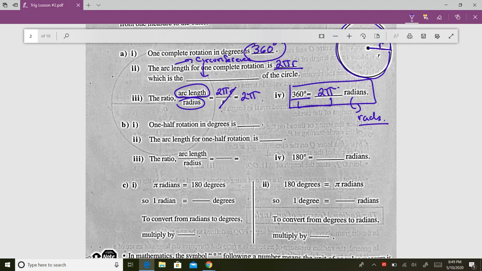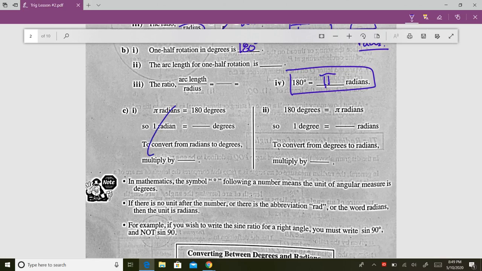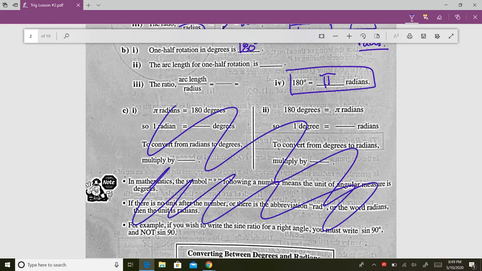Okay, so if it's 360 degrees, or 2 pi rads all the way around, half a rotation, half of this, in degrees is 180. That's half a circle. What is that in rads? That's going to be pi. 360 is 2 pi, makes sense. If you divide that by 2, 360 you get 180, divide 2 pi by 2, you get pi. And that is the basis. You don't need any of this stuff.